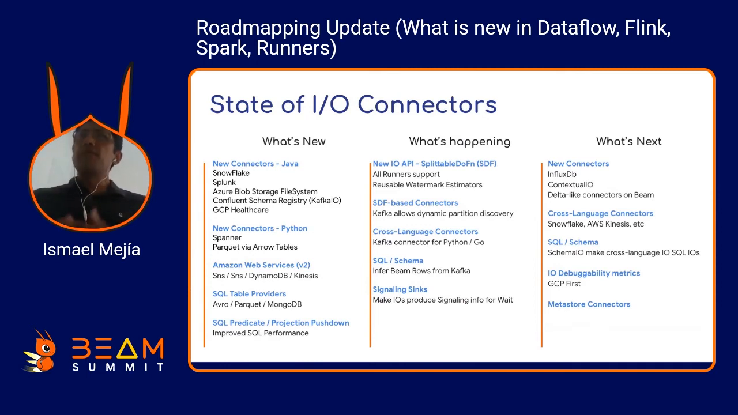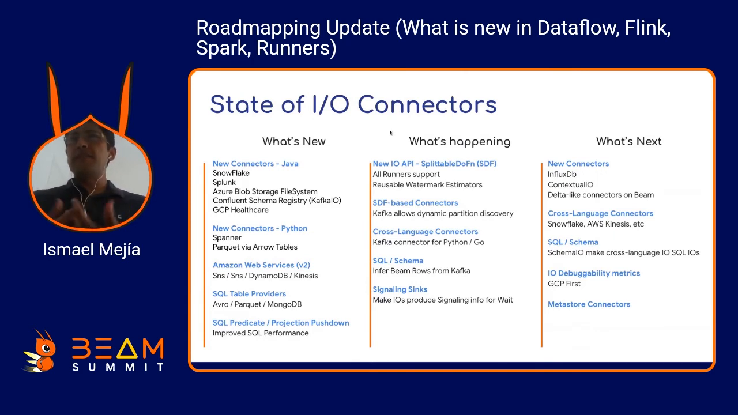The second big area on connectors is the new APIs. Griece barely mentioned Splittable DoFn. The idea of Splittable DoFn is that we can have more dynamic and reusable IO connectors that can compose in different steps of the pipelines. A first use case of this comes with the support of Kafka now as a Splittable DoFn. This allows us to solve a problem that was requested for a long time, which was to dynamically discover partitions on Kafka.